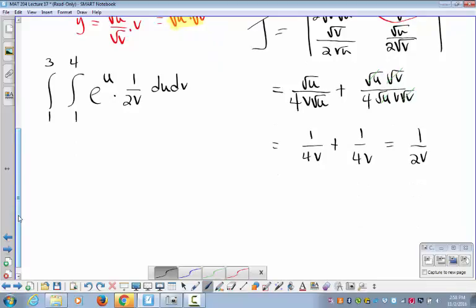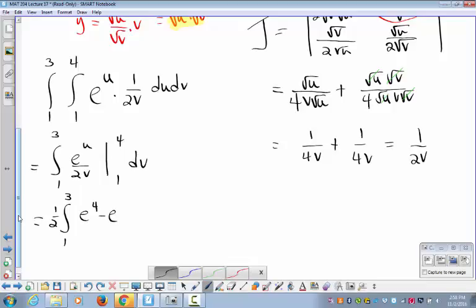All right. Integrate with respect to u, and we get e to the u over 2v, and the u's are going from 1 to 4. So that gives us e to the 4 minus e to the 1 in the numerator. I'll bring the 1 half out in front. So we have e to the 4 minus e to the 1, which is just e, divided by v, dv.